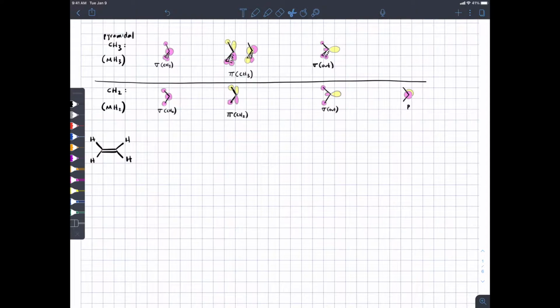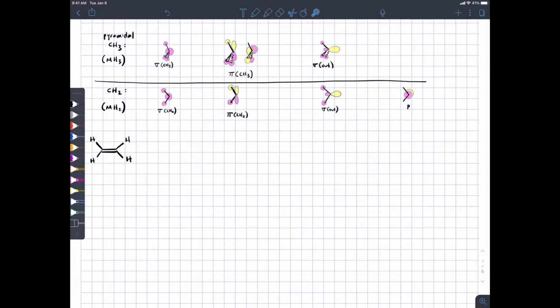So in class, we began and spent most of our time on understanding how to combine group orbitals from, say, pyramidal methyl and or bent CH2 into the molecular orbitals for larger molecules. And we decided to go through a few examples, though later on we may just show you the results and talk about where the orbitals come from.